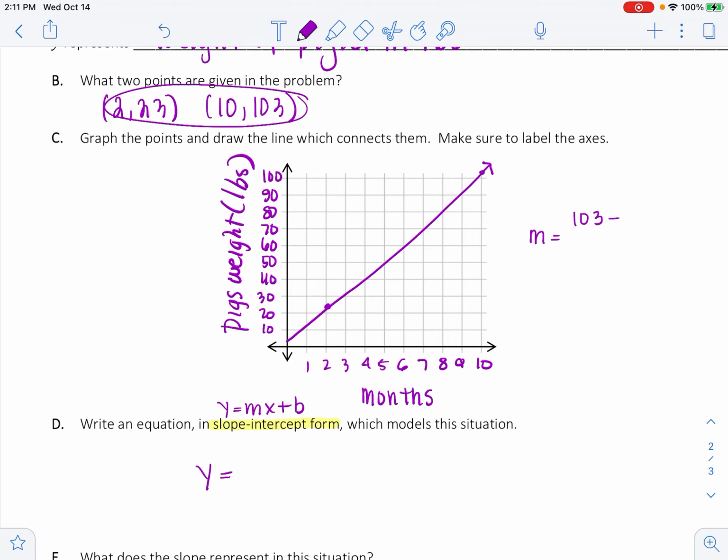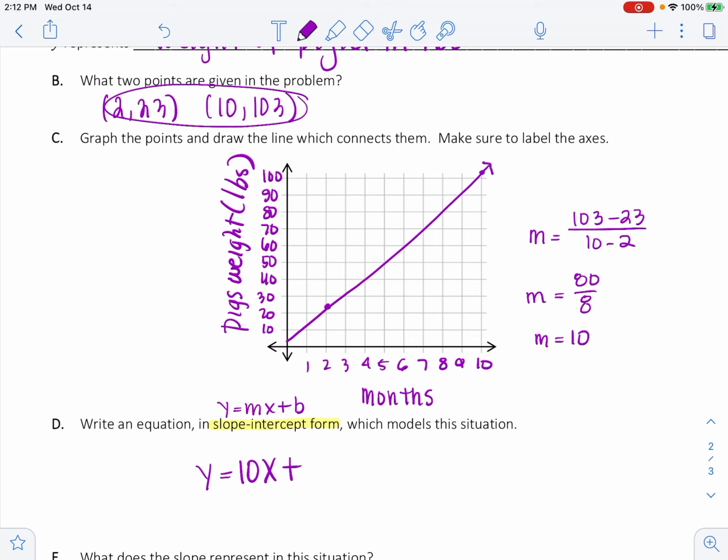We're going to do m equals y2, which is 103, minus y1, which is 23, over x2, which is 10, minus x1, which is 2. So that is 80 divided by 8. So my slope is 10. So I'm going to say y equals 10x plus, and now I need my initial amount, right? I need my initial amount, and I feel like I'm stuck, okay?